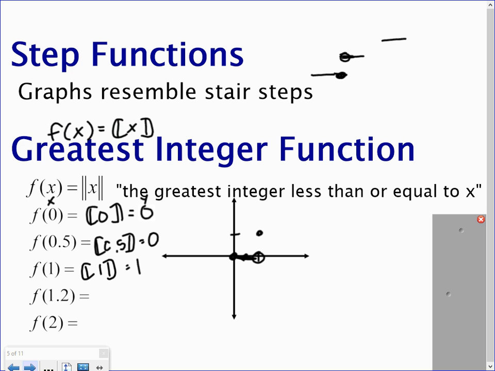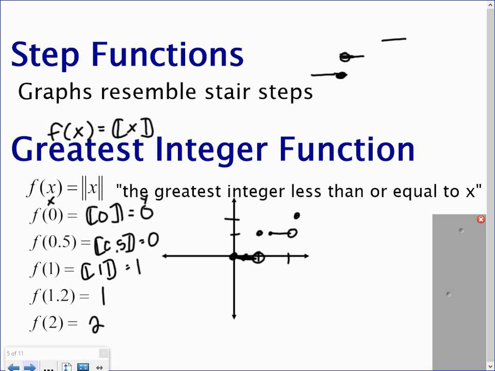Now when you do things that are more than 1 but not 2, what are they always going to give you for the greatest integer? 1. So I could plot 1.21. And as soon as I get to 2, my greatest integer function is going to give me greatest integer of 2 is 2. I already have 2 up there. So 2, 2 is going to be a closed circle.